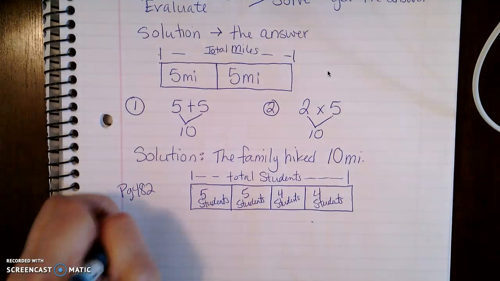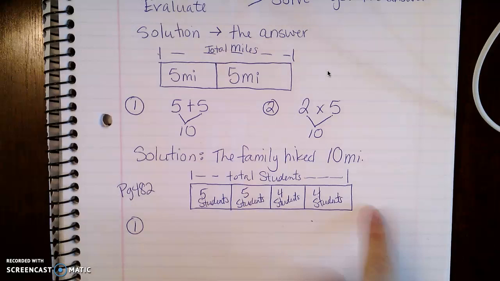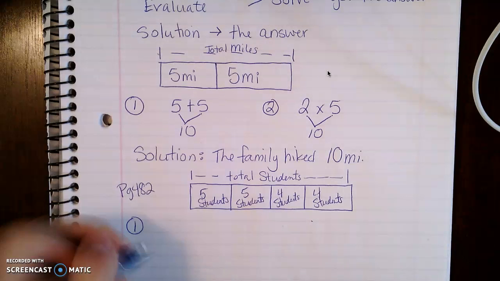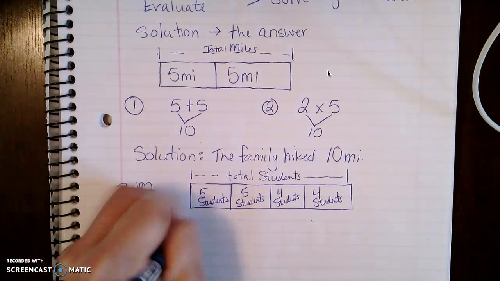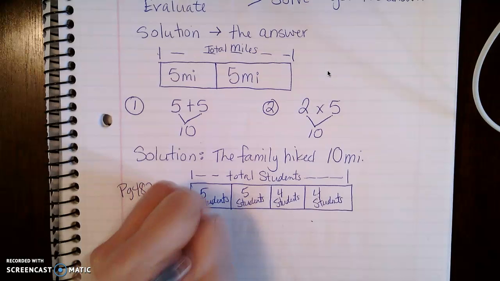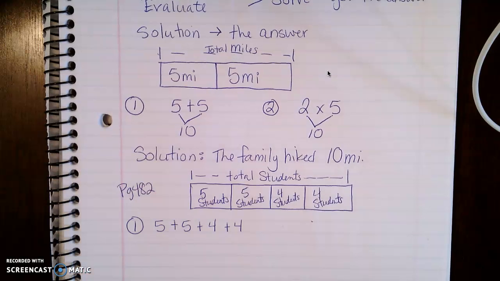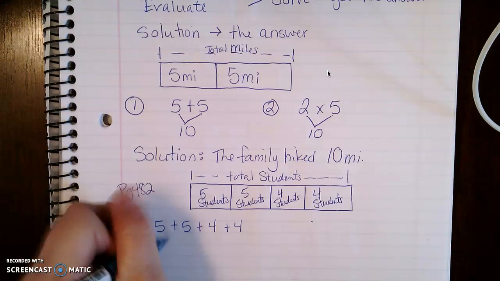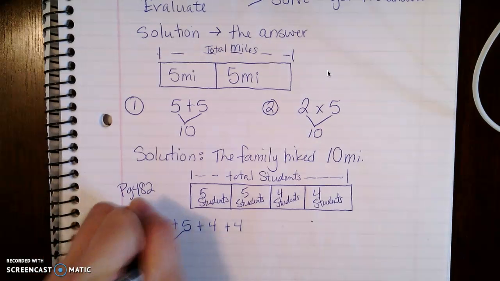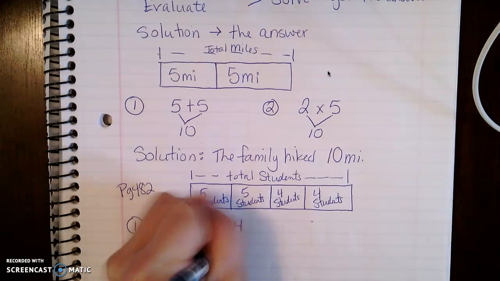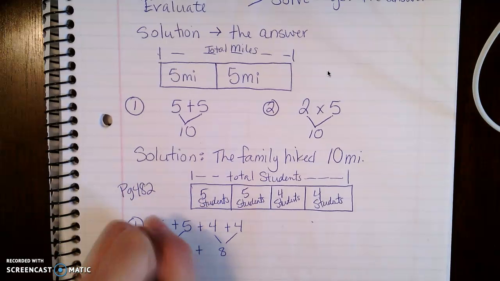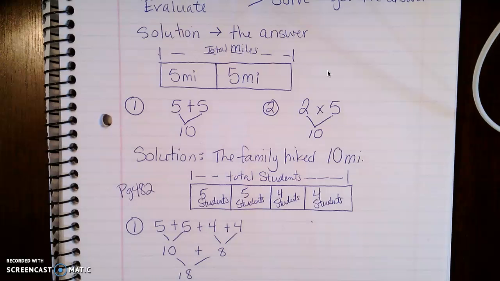So one expression I could make would be to add all these numbers up to find my total. I could do 5 students plus 5 students plus 4 students plus 4 students. And when I evaluate this one, I would go 10 plus 8, and then I would do 18 to get my solution of 18.